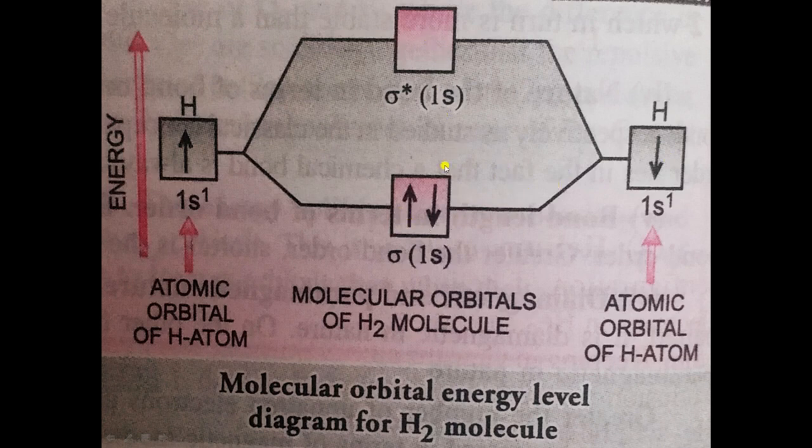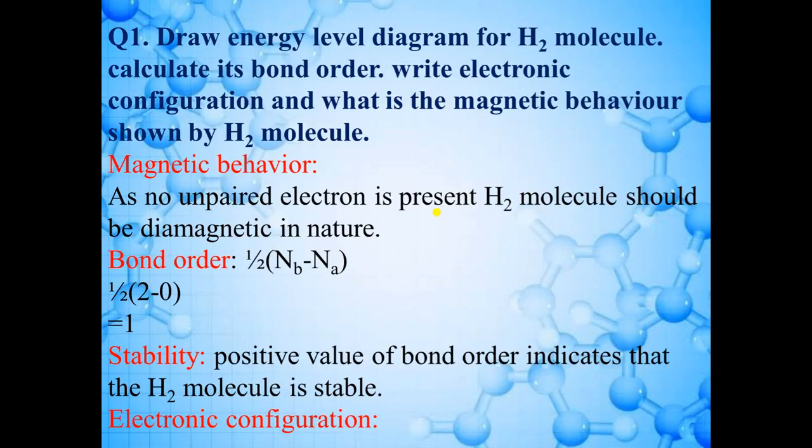Now, electrons are filled in the molecular orbitals in increasing order of energy. This orbital, which is known as sigma 1s, has less energy and this one has more energy. So electrons are filled in the sigma 1s orbital first. So here we will fill two electrons like this. Spin must be opposite. Now we will calculate bond order.